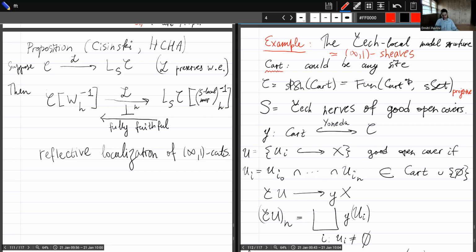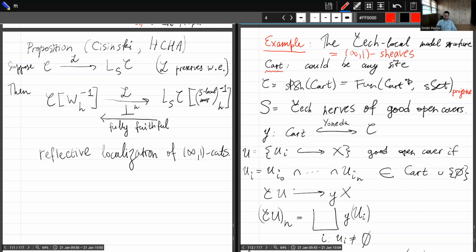Let me introduce, so let's start with some good open cover of a Cartesian space X. Let me introduce a notation for intersections of elements of this open cover. So U with a multi-index I, here I is a multi-index, is defined as the intersection of all U's indexed by elements of I. And this intersection for a good open cover is required to be either empty or a Cartesian space itself, meaning it's diffeomorphic to a Cartesian space.